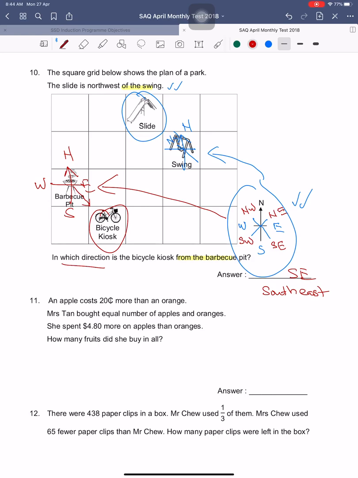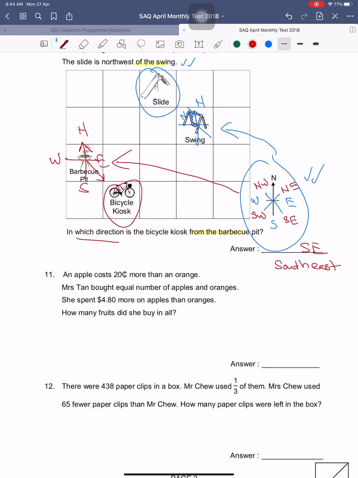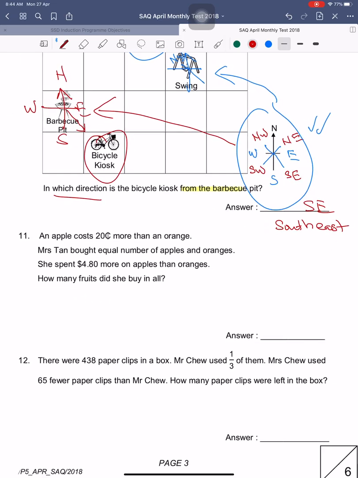First thing, understand how you indicate the 8 points on the compass. Number two, take note of the words like off the swing, from the barbecue pit, because that is where you will put your 8-point compass. Okay, alright, question 11.